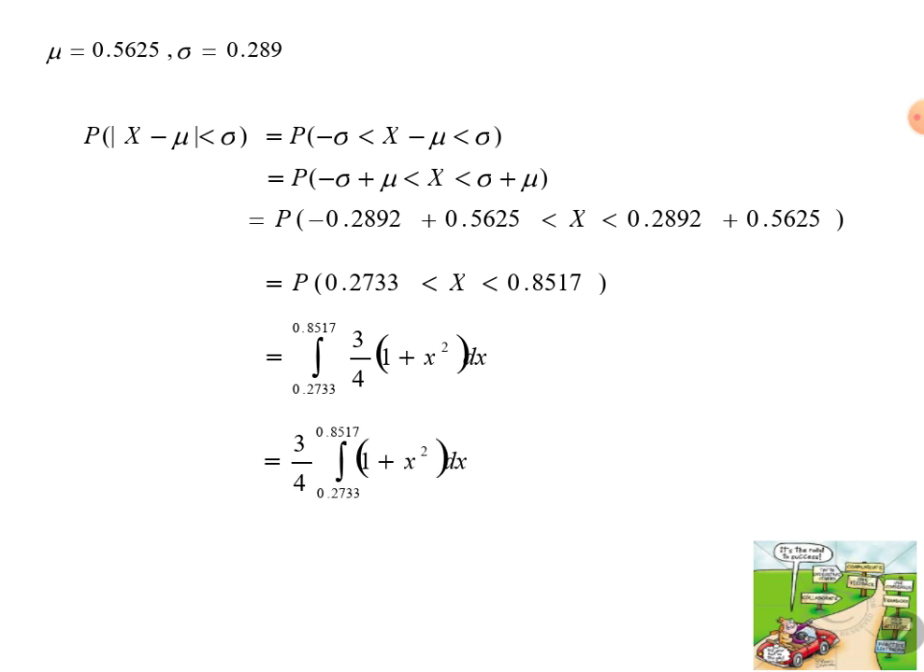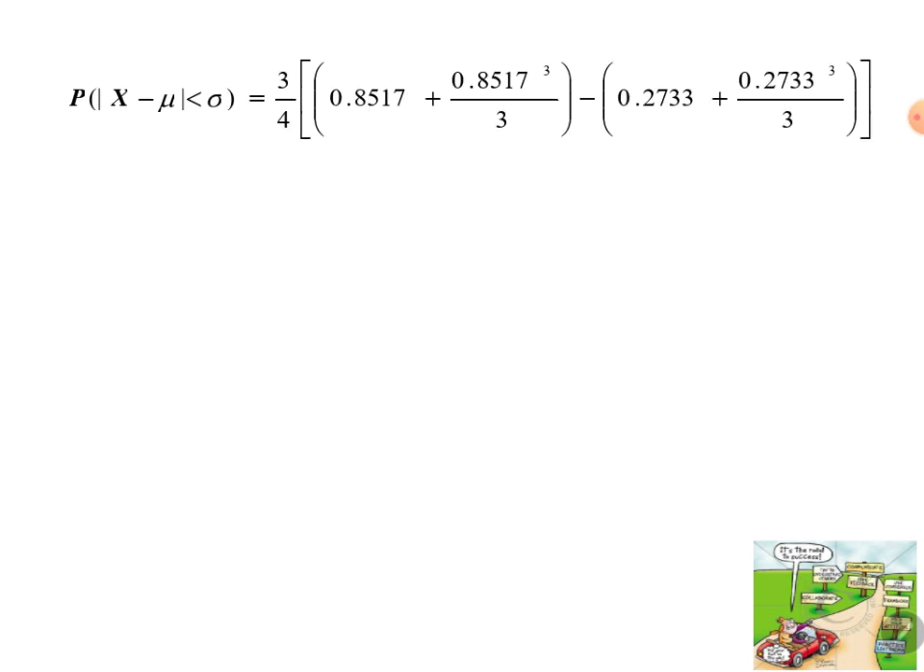Okay, so integrate as usual. The 3/4 is a constant, so we just take it out as a coefficient outside the integral and integrate 1 plus x squared. We get x plus x cubed over 3 and substitute the limits. So finally, we will get the answer equal to 0.5832. So you can try on your own how to calculate and substitute the values, and check whether it is the same as this answer. Okay, so that's example 5.